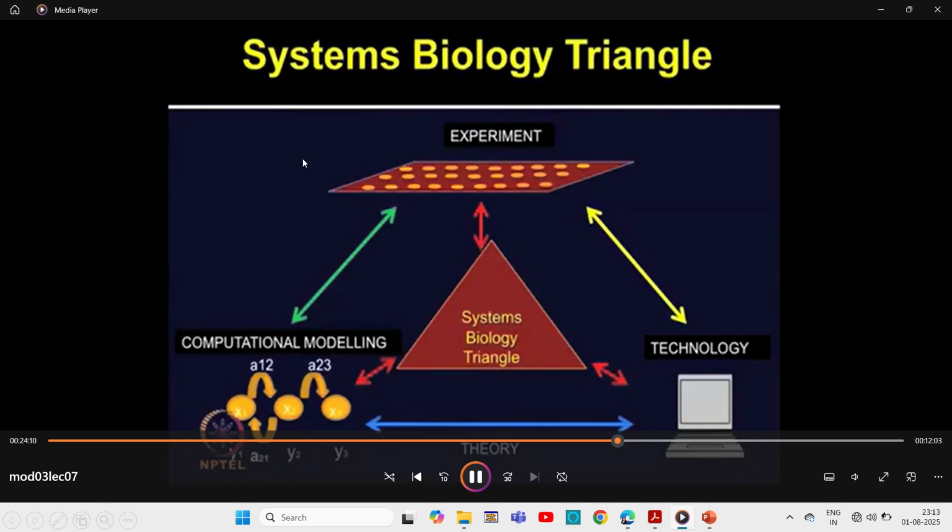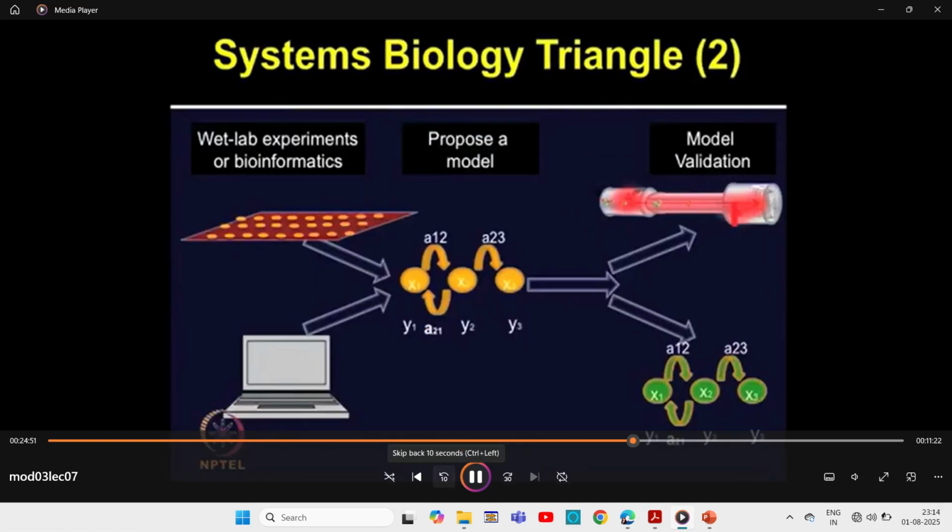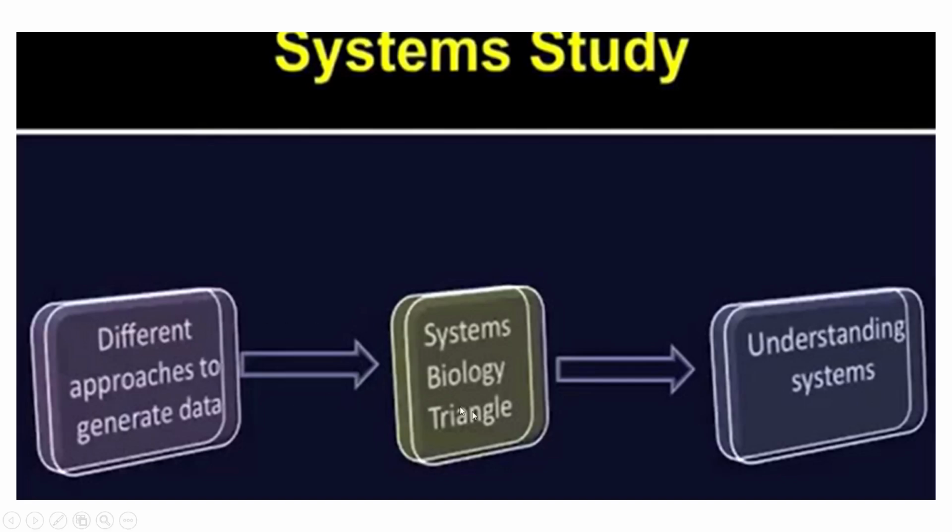So it can be either data based or model based. So these are model based, and technology and experimental will give you data. And everything can be interrelated with each other to come up with better conclusions regarding system biology. So different approaches according to the triangle, then understanding the whole system. That's how system biology study happens.